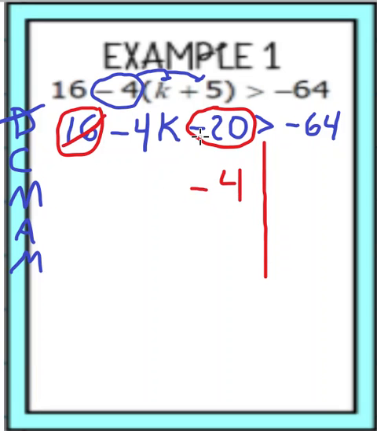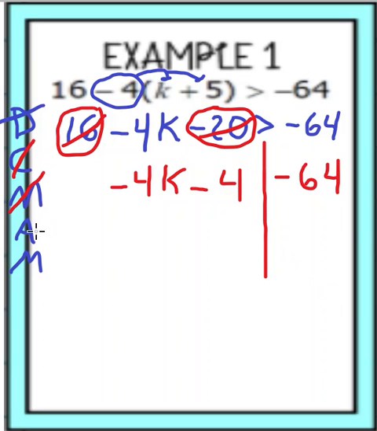I combine those, so those are no longer there, but I still have this -4k, so I want to bring that down, -4k. On my right side, I still have that -64, so I can bring that down as well, and I'm done with combining like terms. My next step is move the variables to one side. Well, we only have one variable, and it's already on one side, so I'm done with that step.